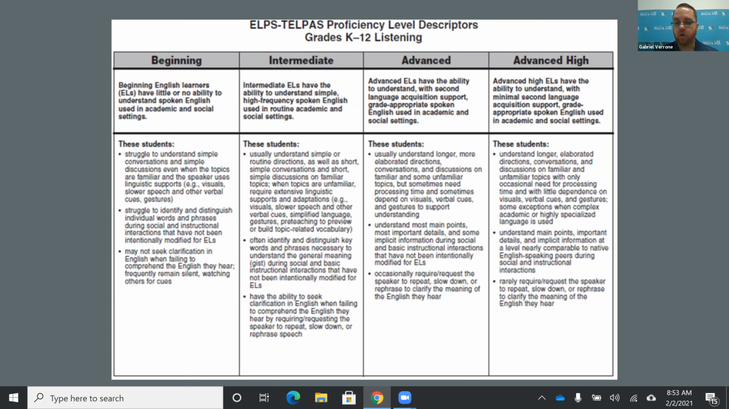And time. All right, so feel free to unmute yourself or drop in the chat. What similarities did you notice between the levels, or what progression did you notice? I noticed that from beginning to advanced high, there still is some support, because even at advanced high, what does it say? Minimal second language acquisition support. So keeping in mind that even those advanced high kids might need some support.